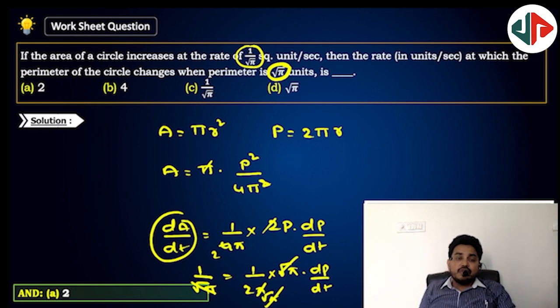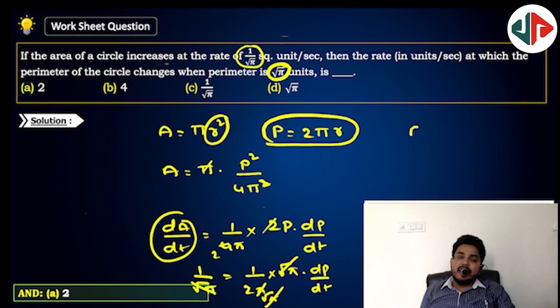So instead of writing dr by dt, I'm replacing the radius of the circle with this one. So you can write actually, for a circle, 4 pi into area is equal to p square.